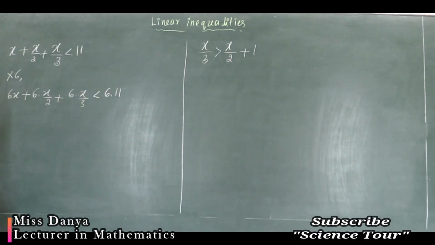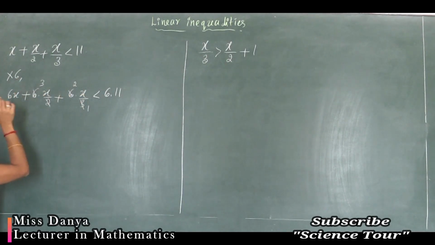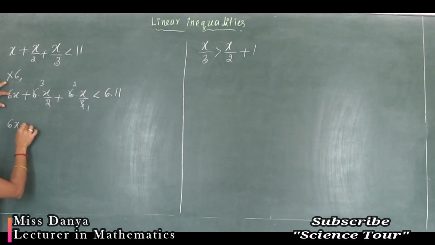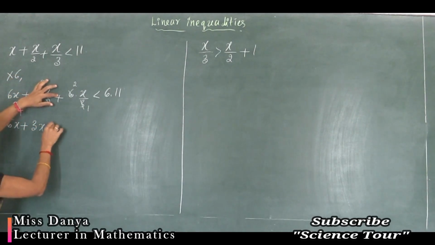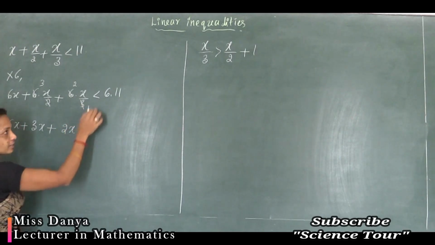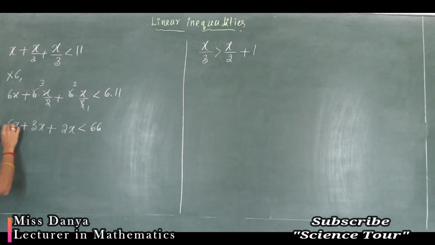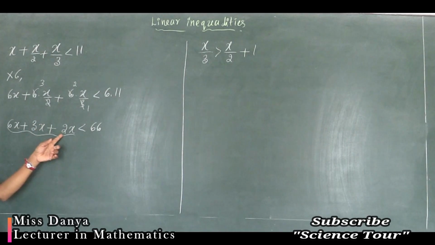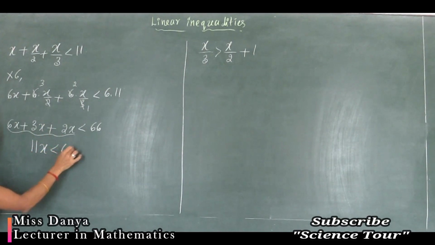Now here you can simplify: 2 threes are 6, 3 twos are 6. Now 6x plus 3x plus 2x, less than 6 into 11, that is 66. Now you have like terms here, add them all. 6 plus 3 is 9, 9 plus 2 is 11, so 11x is less than 66.